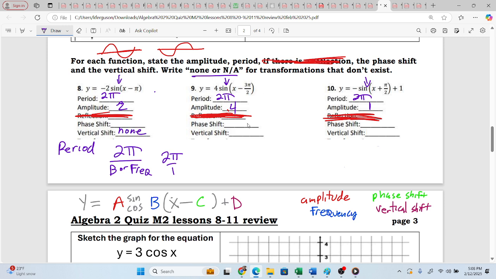Nothing there means there's no vertical shift. So I'm going to say none there. This one does have a vertical shift. So let's save that one for last.